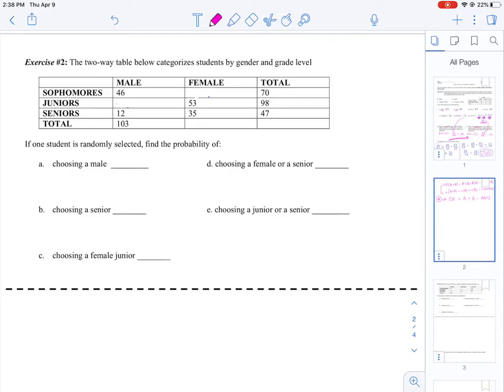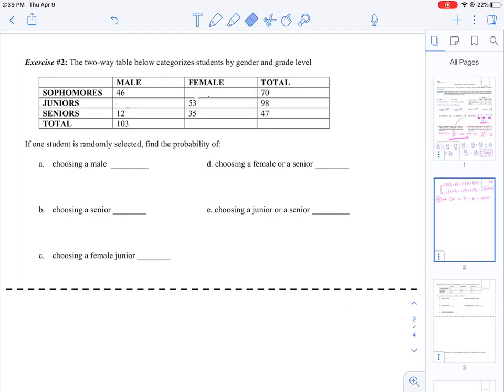Exercise 2 is another two-way frequency table that is looking at males and females and whether they're sophomores, juniors, or seniors. Now, in this two-way frequency table, there are some missing cells. So you do have to go through before you could figure out the probabilities of any of these. You need to know your grand total. For instance, if I'm looking at the probability of choosing a male, well, I do know that there's 103 males, but I don't know what my grand total is. So I need to start filling this in.